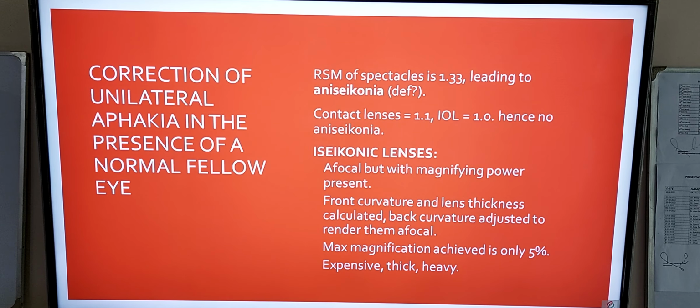The SRK formula, this is used widely. P is equal to A minus B into axial length minus C into average keratometric reading. The C and B are constants. The normal value of B is usually 2.5, while that of C is used as 0.9, and A is also a constant. A varies according to the position of the intraocular lens in the eye.